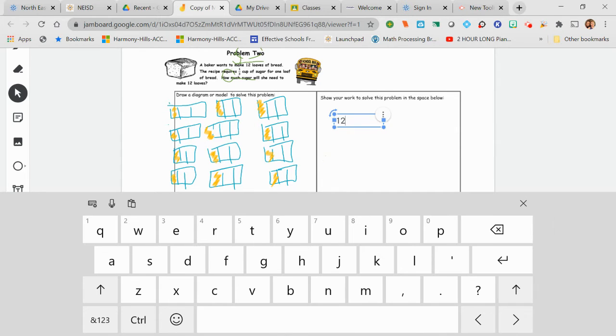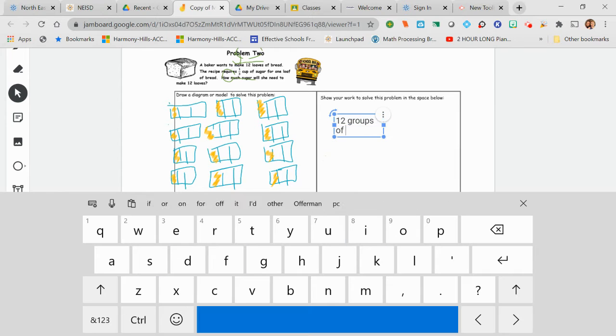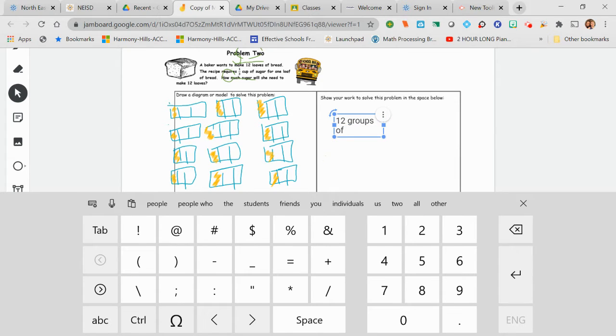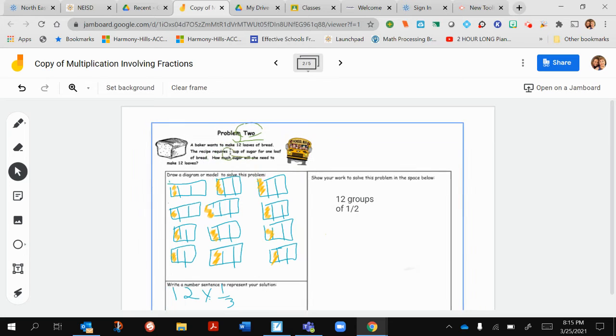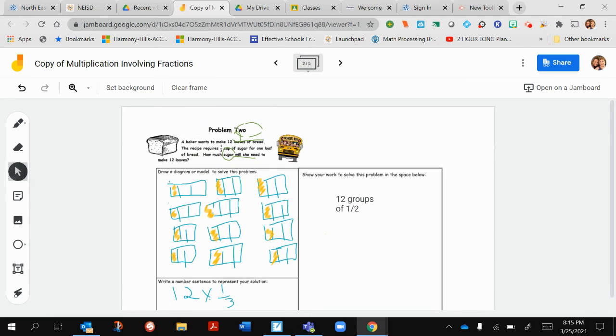12 groups of 1/3. Okay, good. All right, now I'm going to kind of stretch this one out here. Wrong one. I don't want to touch that box.